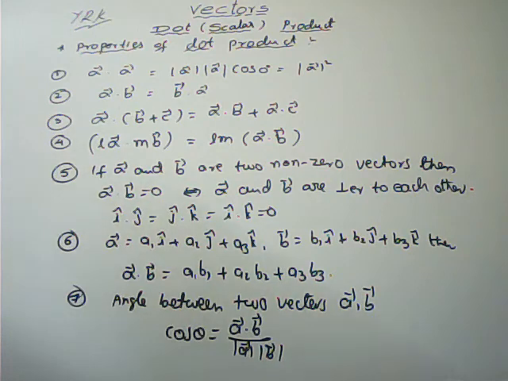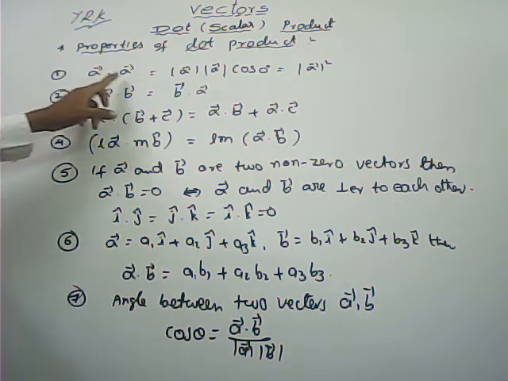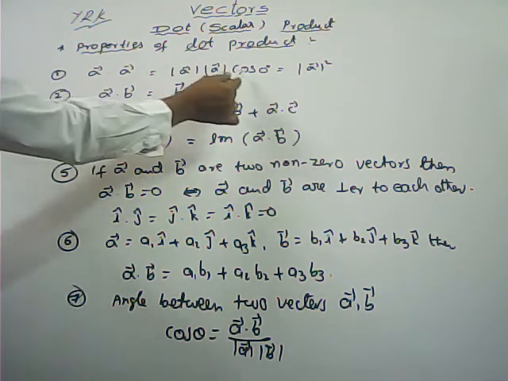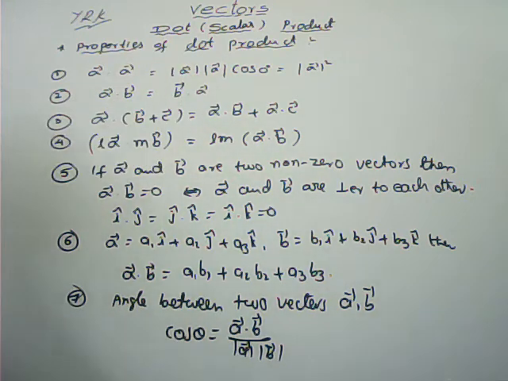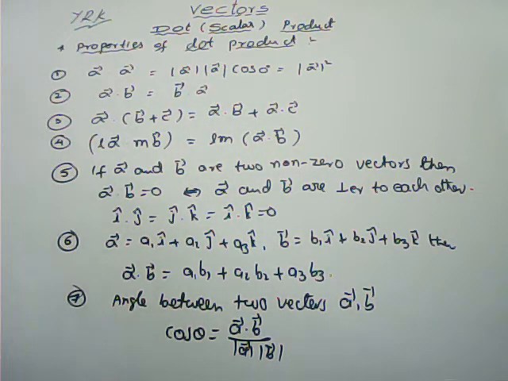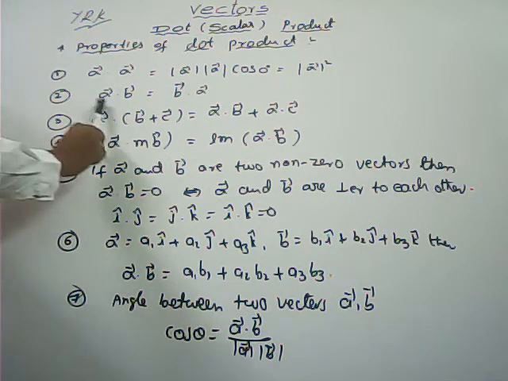Here are the properties of the dot product. First, A bar dot B bar is equal to modulus of A bar into modulus of B bar into cos of the angle between A bar and B bar. Second, A bar dot A bar is equal to modulus of A bar square, since the angle between them is 0 degrees and cos 0 is 1. Whenever we get A bar dot A bar, we can directly write modulus of A bar square. And the dot product satisfies the commutative property.